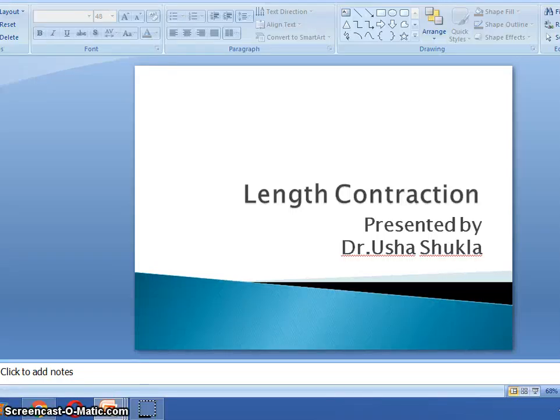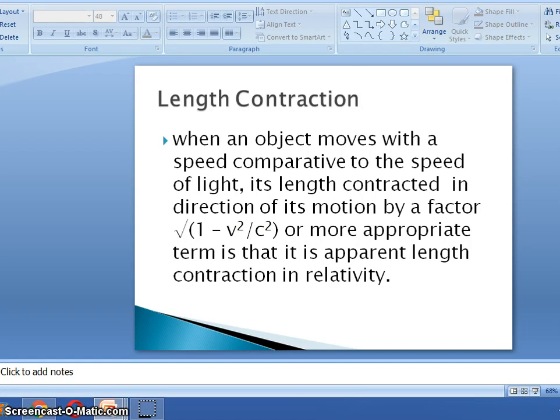I'm going to talk about length contraction. Length contraction: when an object moves with a speed comparable to the speed of light, its length is contracted in the direction of its motion by a factor of root of 1 minus v square upon c square. A more appropriate term is apparent length contraction in relativity.